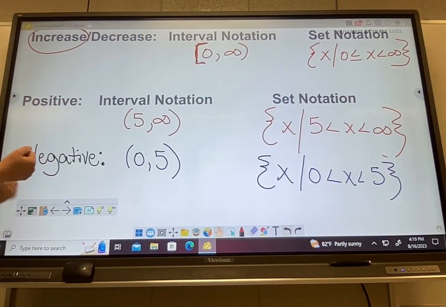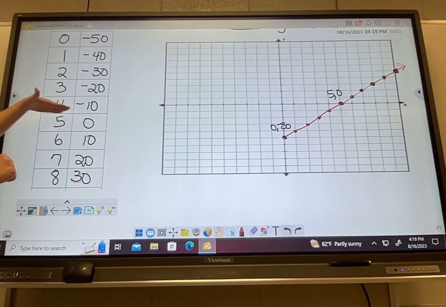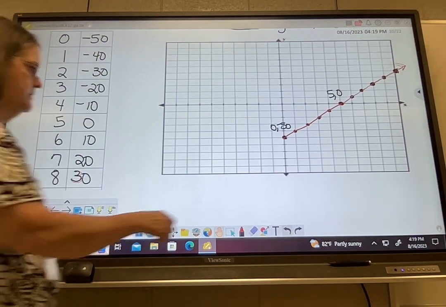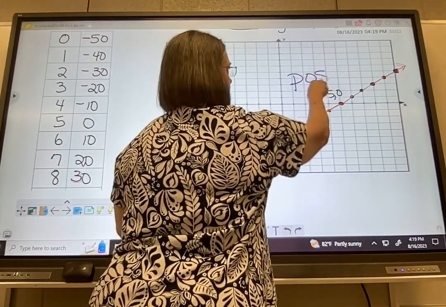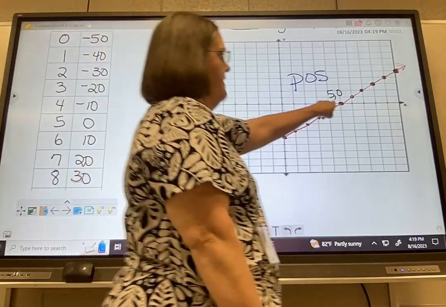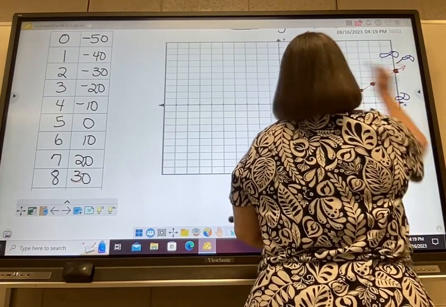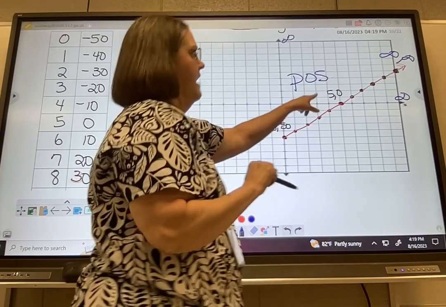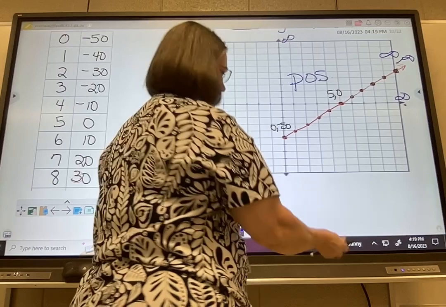Now, this graph is positive. Let's go back and look. And you can look here on the table. It starts becoming positive right here. Look, these numbers are positive. When we talk about the word positive, we are talking about y being positive. And y is positive up here. So from 5 all the way to infinity, the graph is positive. From 0 to 5, it's negative.